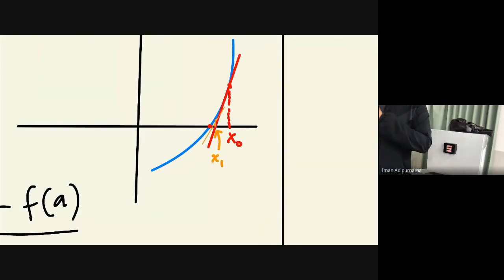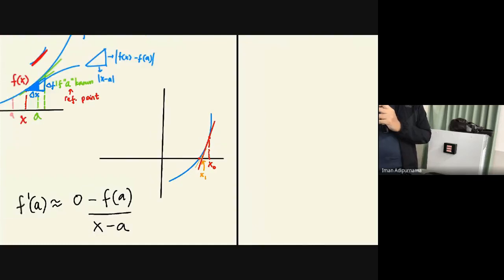I will go back to Newton's method later, after several parts of chapter 4. But let's just move on to chapter 4.